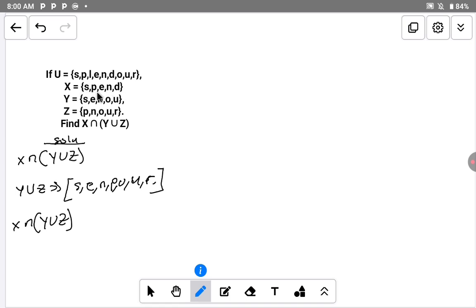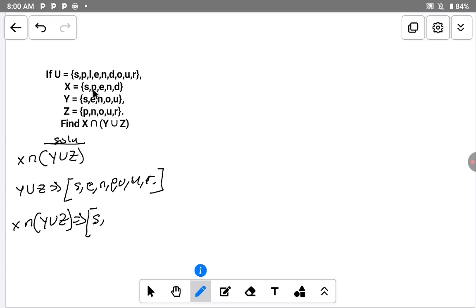We have S, P, E, N, D. That is our set S, and our Y union Z is S, E, N, P, U, O, R. So you look at the sets, you look at the elements they have in common. Let's find the elements they have in common. If you look at this S here, we have S here, yes, so they have S in common. We write the S.